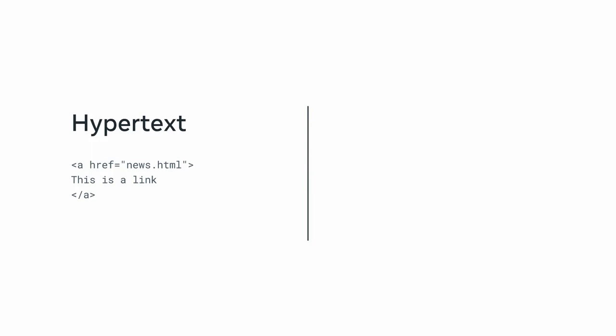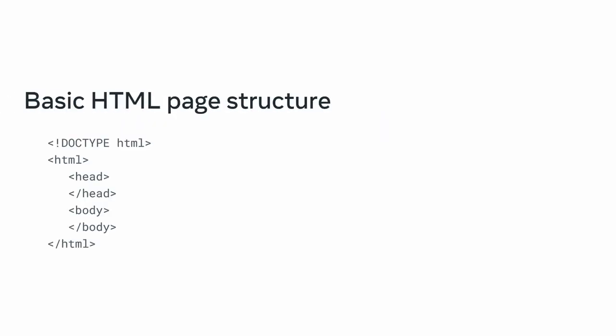Hypertext is text which contains links to other text. Markup refers to tags and elements used within a document. HTML elements with their opening and closing tags in angle brackets make up a HTML document. These elements form the structure of a web page and describe what to display to the web browser.